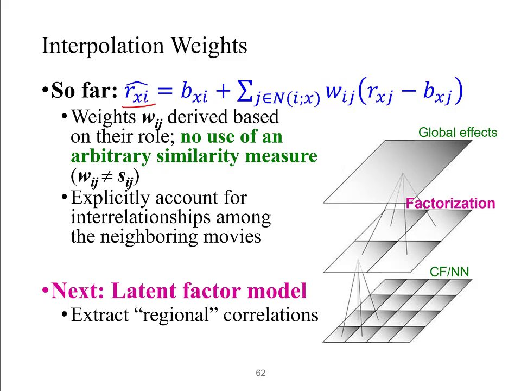So far, we have the estimation of Rxi. We have derived the weights Wij based on their role, and there's no use of an arbitrary similarity measure, right? And it explicitly accounts for the interrelationships among the neighboring movies. So we will have a break here, and then we come back and discuss the latent factor model, or the factorization part in this method.